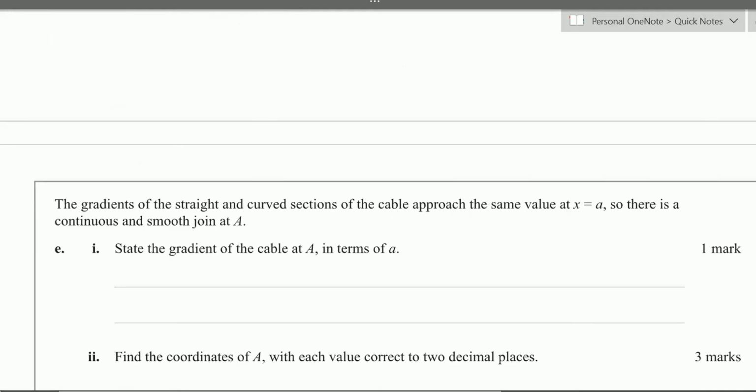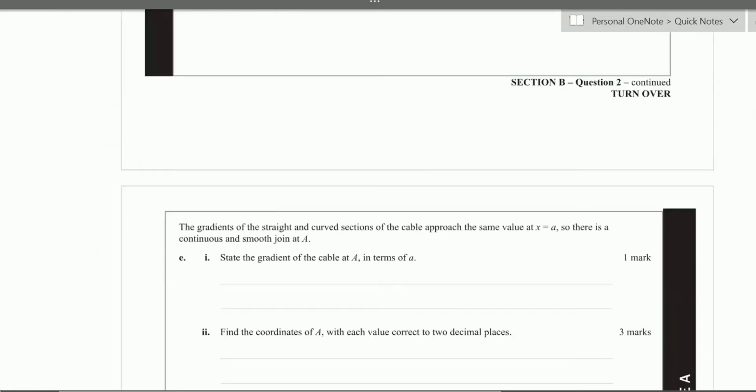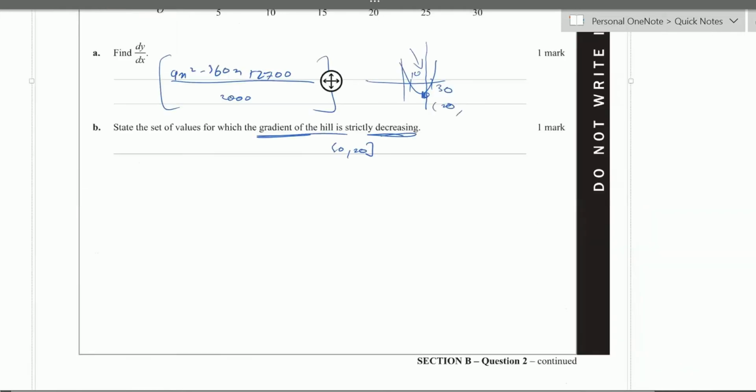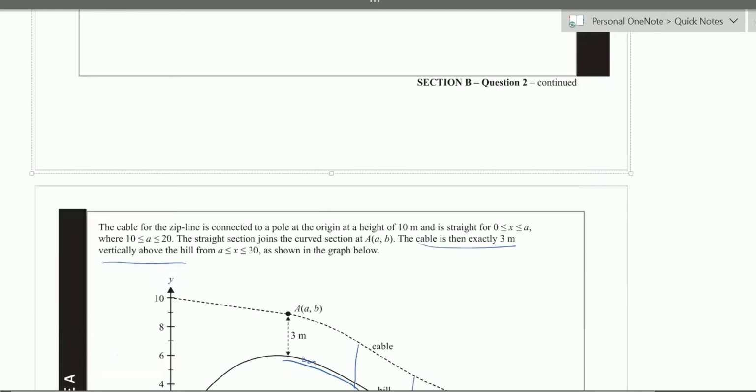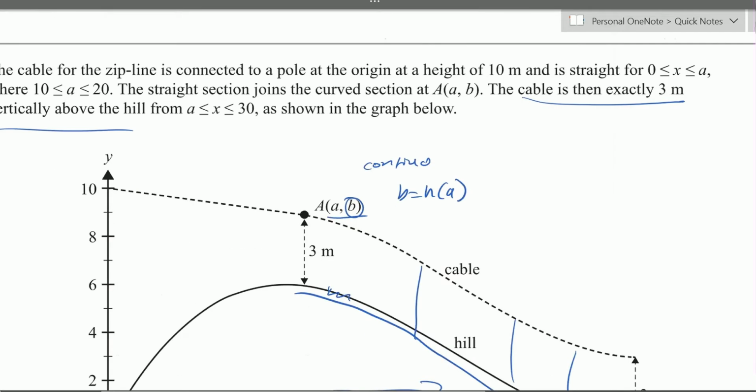So next question, gradients smooth and continuous. So state the gradient at A in terms of A. The first thing to notice is it's asking in terms of A. So the problem you're going to have is with B, but it's okay because we know it's continuous. So that height function we found before we can use to find B. So B is actually h(A), and it's asking for the gradient of the straight section.